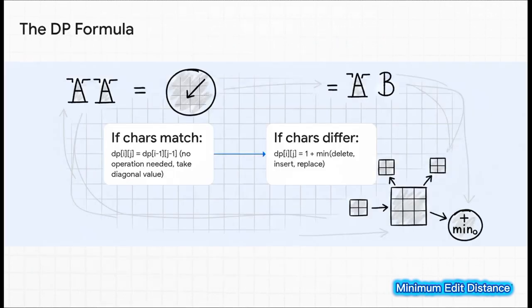And this is the engine of the whole thing, the logic for filling out the grid. For any cell, you look at the 2 characters it corresponds to. If they match, brilliant. There's no cost. You just carry over the value from the diagonal cell. But if they don't match, you have to perform an operation, which costs 1. So you take 1 and you add it to the minimum value of its 3 neighbors, the cell above, the cell to the left, or the diagonal.